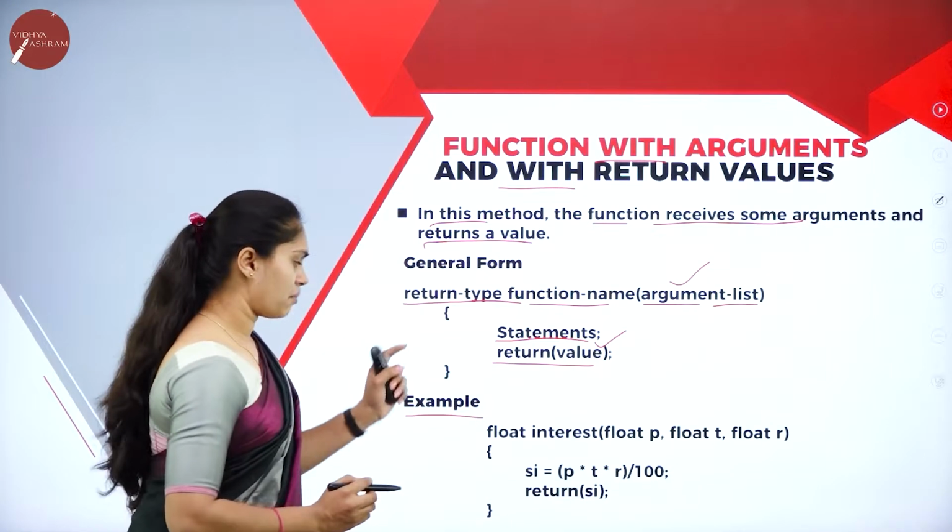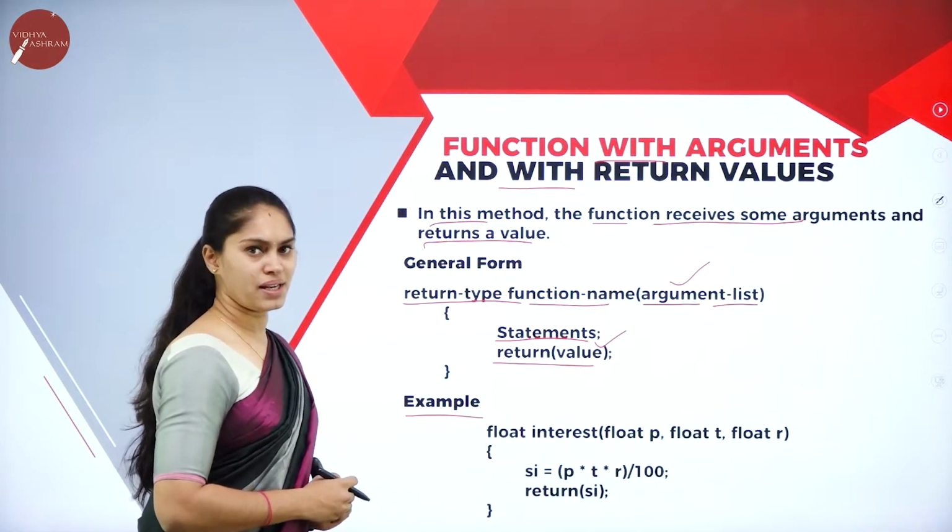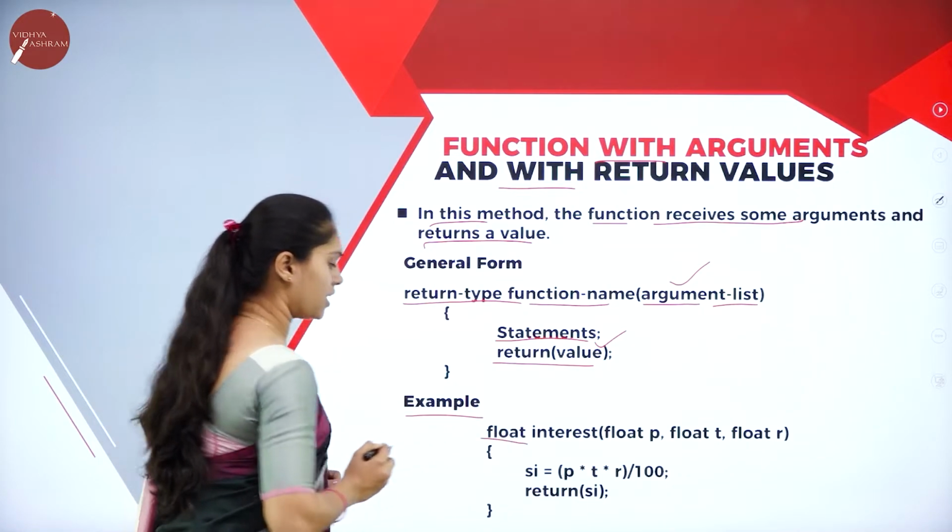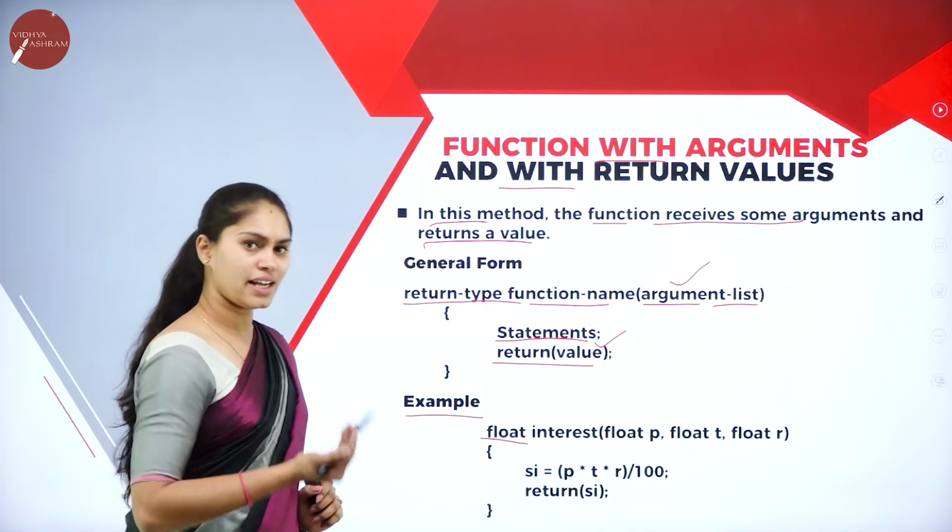Then see the example here. We are finding a simple interest. So I am taking the return type specifier as float. Can I take it as an int?